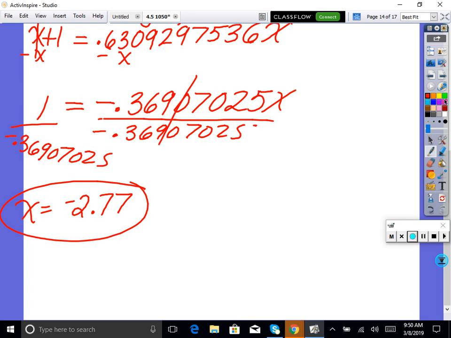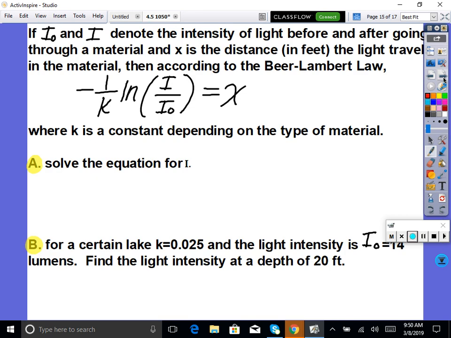Okay, let's look at these quick two story problems and then our examples are over with. So the story problems are going to be pretty straightforward for the most part. It is going to be plug and chug, but you do have to pay attention to where you're plugging stuff in. So it says if I sub 0 and I denote intensity of light before and after going through a material, and x is the distance in feet that the light travels in the material, then according to the Beer-Lambert law, this is our formula, where k is the constant depending on the type of material.